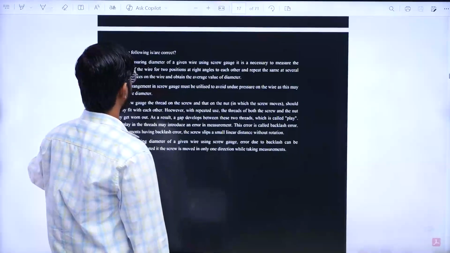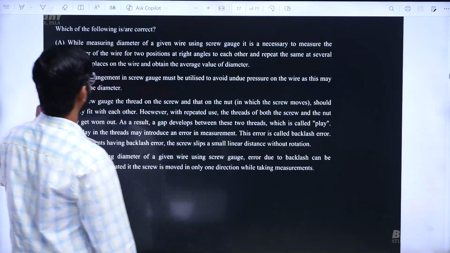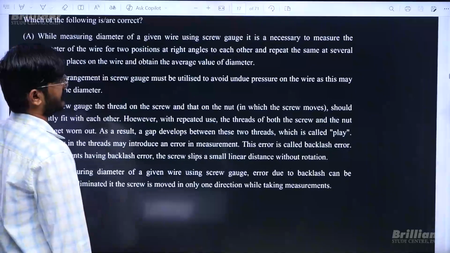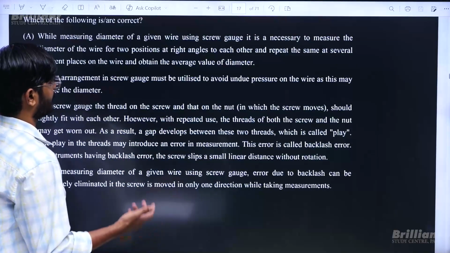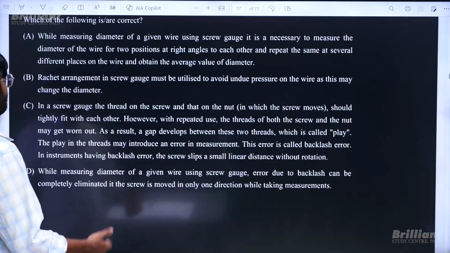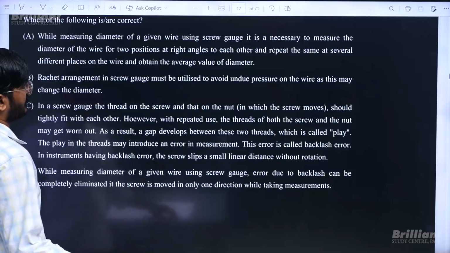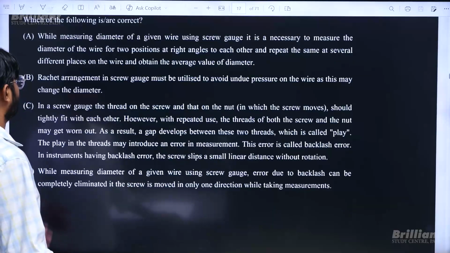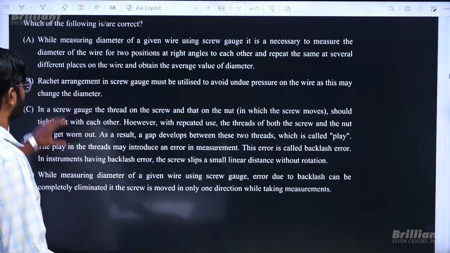While measuring the diameter of a given wire with a screw gauge, it is necessary to measure the diameter of the wire at 2 portions at right angles to each other, repeat the same at several different places of the wire, and obtain the average value of the diameter. Yes, that's what we have seen now. The ratchet arrangement in the screw gauge must be utilized to avoid undue pressure on the wire, as this may change the diameter. I think they picked up this question from exactly the same material because the statement looks the same.